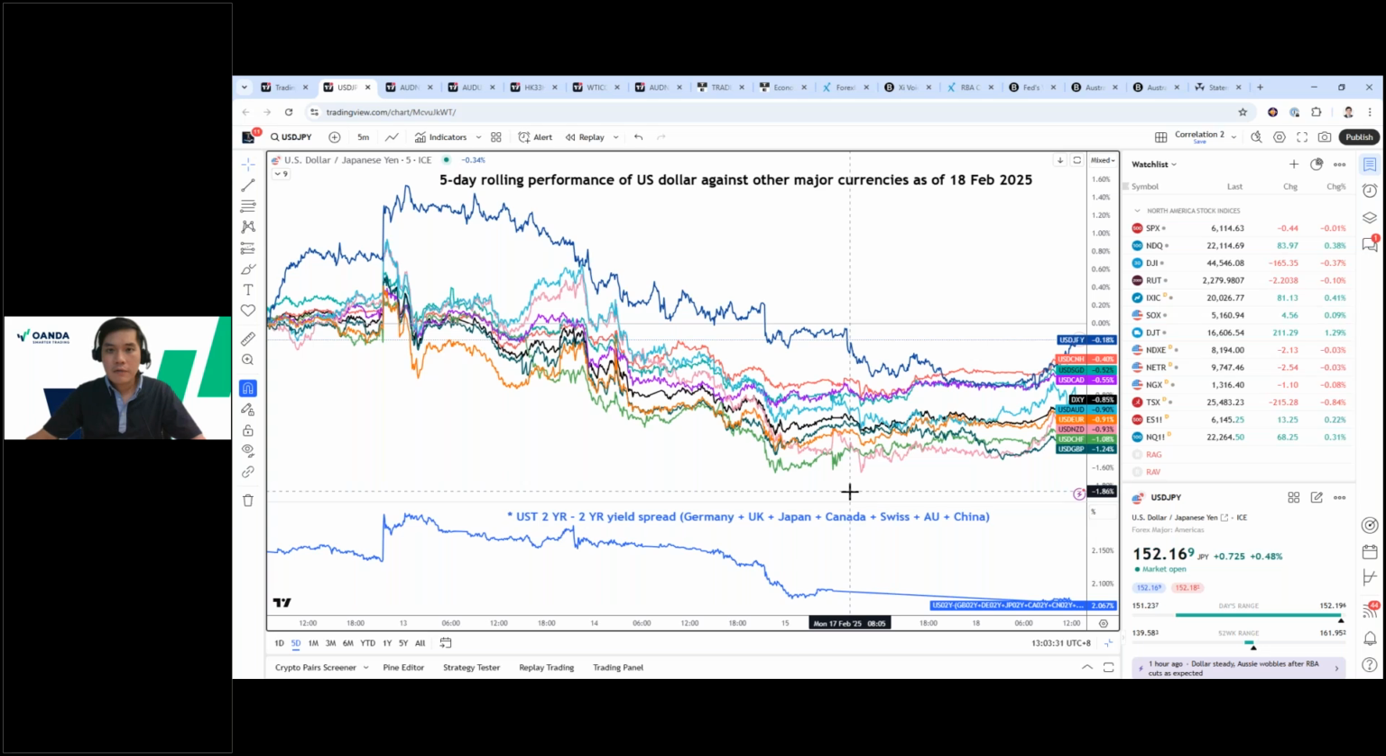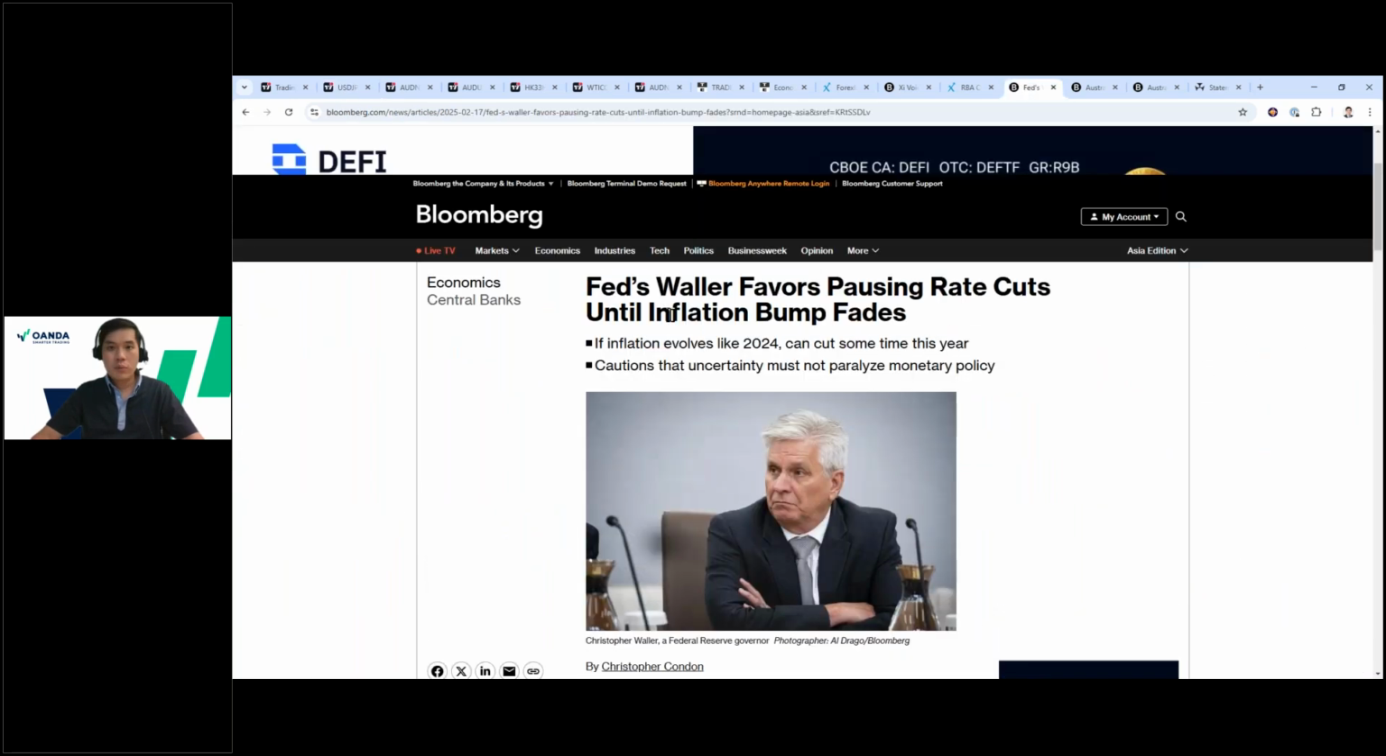One of the reinforcements that caused this dollar strength to stage that minor bounce into today's Asia session was, overnight in the US session, a relatively less dovish Fed speak from Fed's Wheeler. Fed's Wheeler spoke yesterday. He actually favors pausing interest rate cuts in the US until the inflation bump fades. That means he has a view that inflation may be rather sticky, especially given the CPI data released last week that came in much higher than expected.